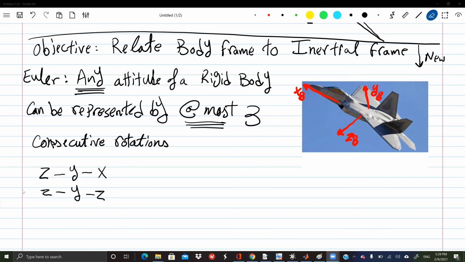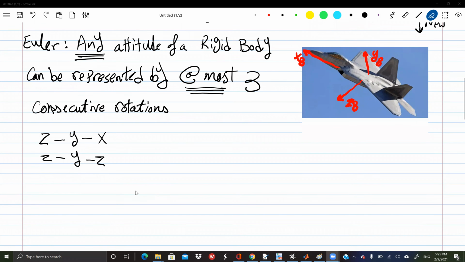Okay, and I can change Y at the middle. I can keep Z fixed. So I can here say Z and then rotate about X. Then it also gives me two possibilities: rotate about Y or Z, X, Z, right?